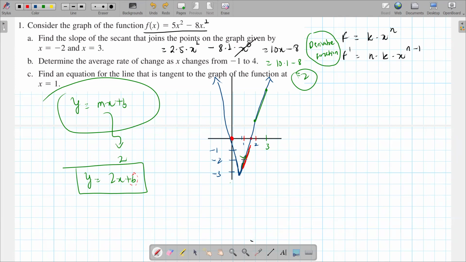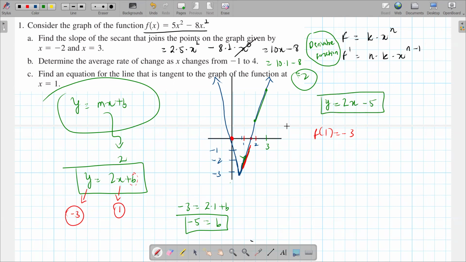So what we do is we know the x value. The x value is 1. We find the y value at that x value. So f of 1 was negative 3. So we also have the y value. Let's plug both of these in here and solve for b. So it's negative 3 equals 2 times 1 plus b. So b is actually negative 5. Therefore, the final answer to this question, the equation of the line, is y equals 2x minus 5, because our slope is 2. That's the final answer for part C.